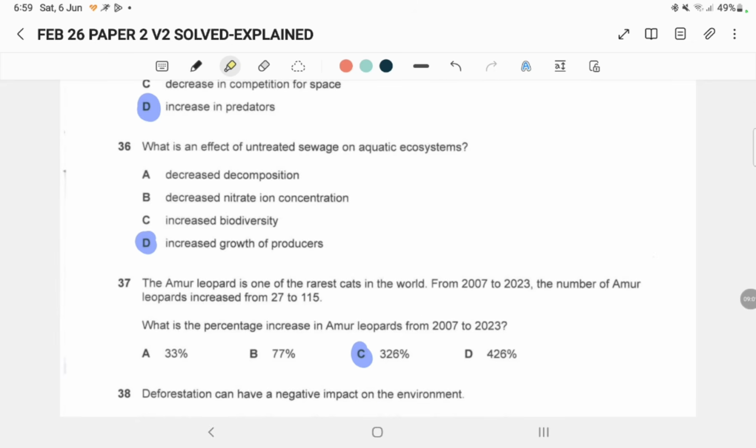Now question 36. What is an effect of untreated sewage on aquatic ecosystems? Well, it increases the growth of producers, and this was in your lesson of eutrophication. So the effect of untreated sewage on aquatic ecosystems is increased growth of producers.